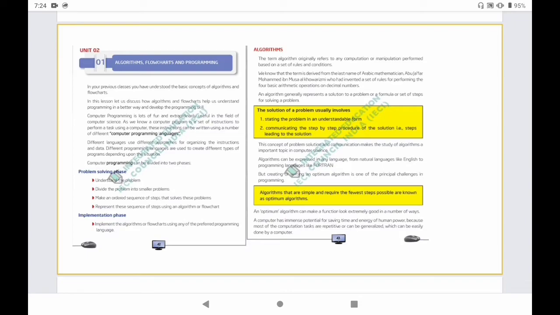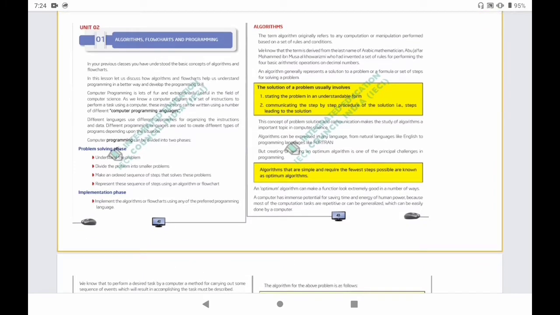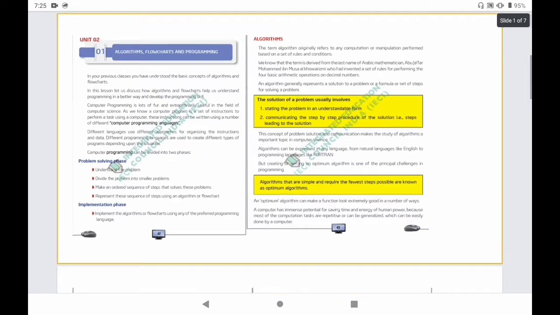Then you can see the solution of a problem, stating the problem in an understandable form. Then second point, communicating the steps as a step-by-step procedure of the solution, that is steps leading to the solution. So just imagine that we are providing x and y, and at the first step I am giving x as y, y as x. So both are same. But is that a correct question? Can I add x and y? No, I have to give a proper value. A number should be there.